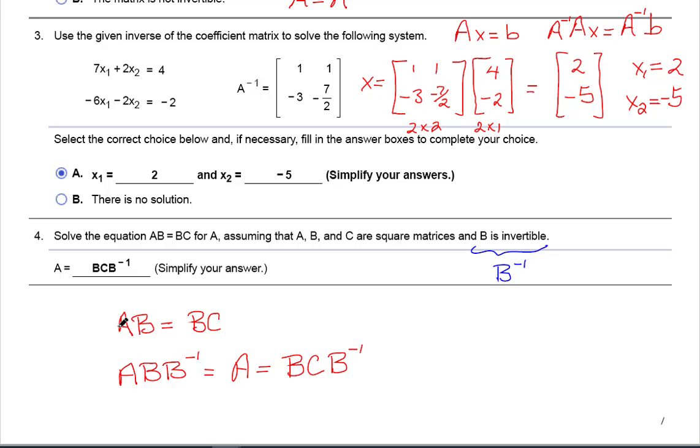And so take what they gave us, and now I'm going to multiply on the right by B inverse. Well, B times B inverse is the identity, so I get matrix A, and multiplying this on the right hand side by B inverse, we get that A is B times C times B inverse.